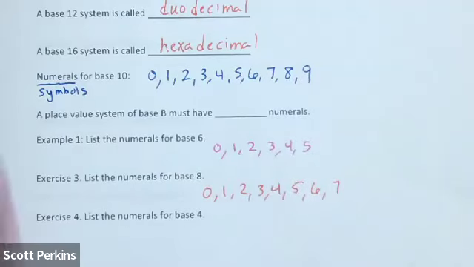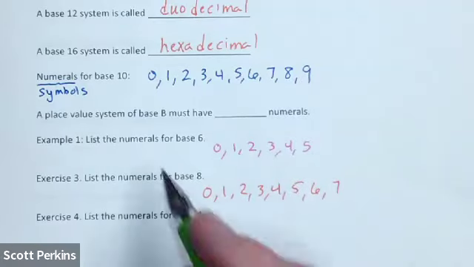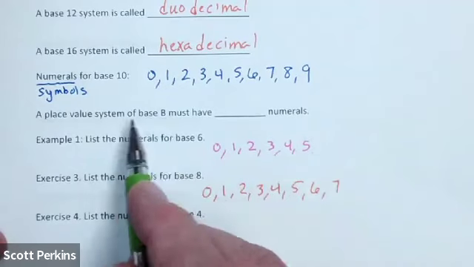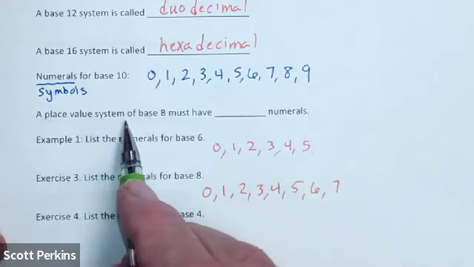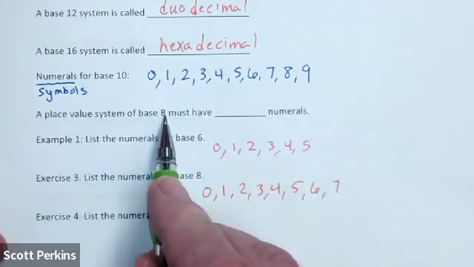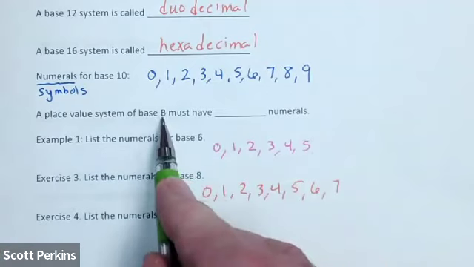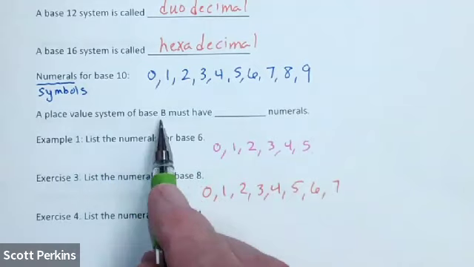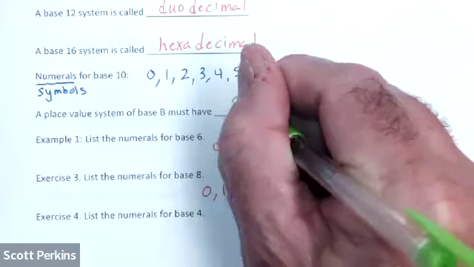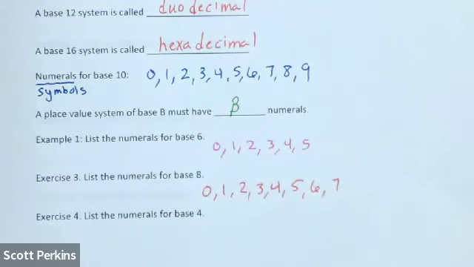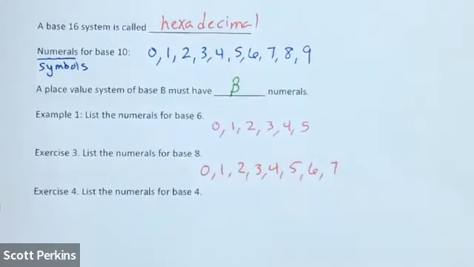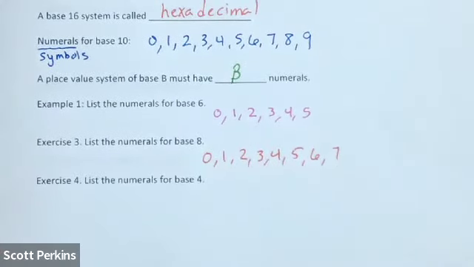And so in general, whatever base it is, a place value system of base B. B is just a number. So in this case, we've done 10, we've done 6, we've done 8. Whatever place value the system is, has to have that many symbols to represent all the numbers you'd want to represent. So one more time, exercise 4, list the numerals that you would need for a base 4 system.